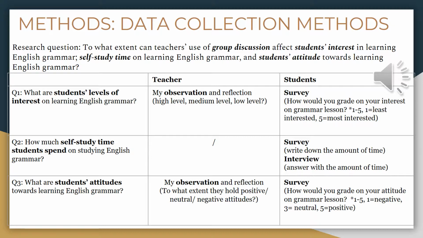For the second question, we ask how much self-study time students spend on studying English grammar. The result will be obtained by means of a survey, so students are required to write down the amount of time that they use for self-study on learning English grammar. They will also be asked about it through interviews. Last but not least, the question of what are students' attitudes towards learning English grammar. The teacher will complete observation and reflection at this stage to test whether they hold positive, neutral, or negative attitudes. And students at this stage will complete a survey again to grade their attitude towards learning English grammar in grammar lessons from 1 to 5.